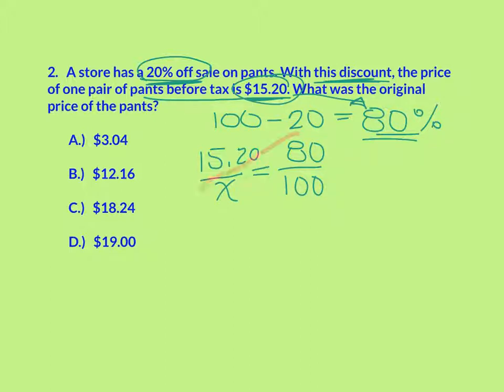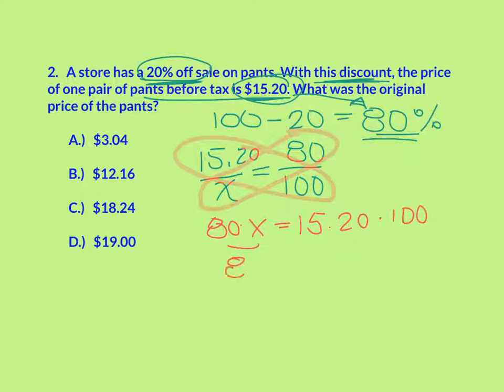So, per usual, we're going to be cross-multiplying here. So that means we have 80 times x equals $15.20 times 100. 80 times x is 80x. $15.20 times 100 is 1,520.